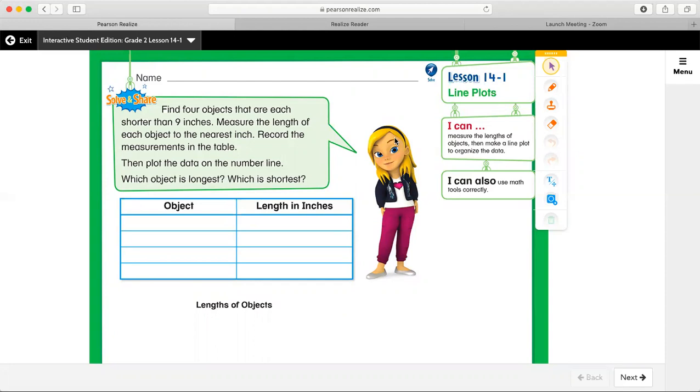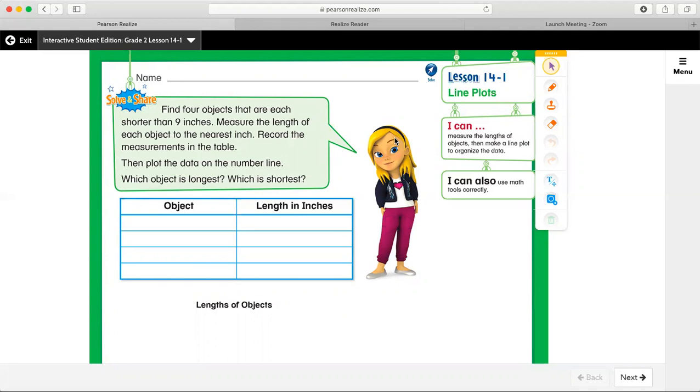And so today, at the end of this lesson, you should be able to say, I can measure the lengths of objects, then make a line plot to organize a graph. So you are going to need your ruler again today. We are going to be measuring some objects and then working together to plot them on a graph.